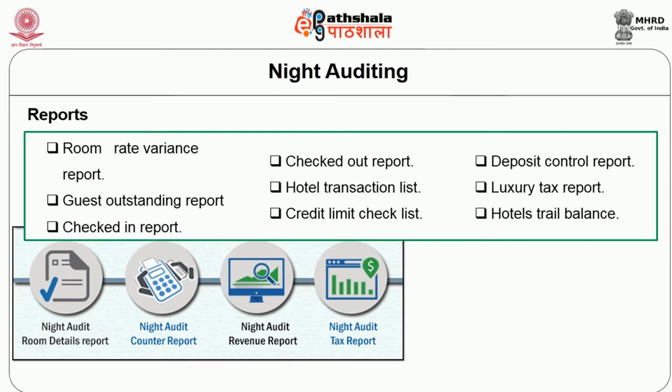Next is the hotel transaction list. The hotel transaction list records all the transactions within the hotel. Next is the credit limit checklist. Again this is the same thing which is maintained, to know till which credit we can spend. Next is deposit control. If, for example, the guest deposits any expensive or valuable things, then this control records how safely it is kept and how you are returning it. So all these things are maintained by a deposit control report.